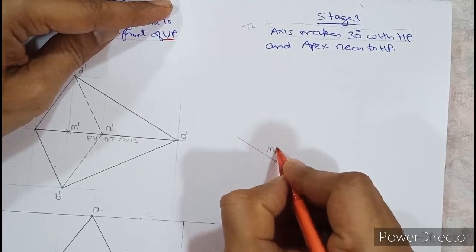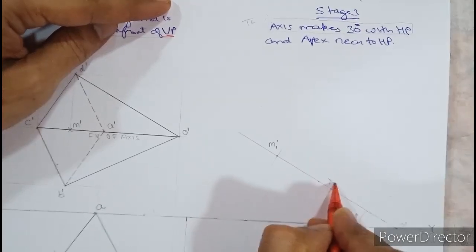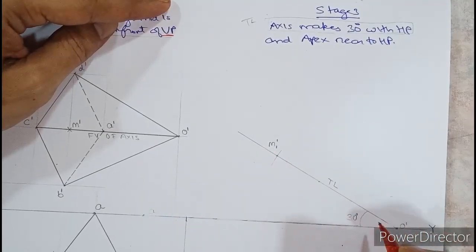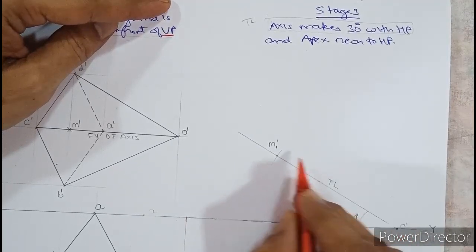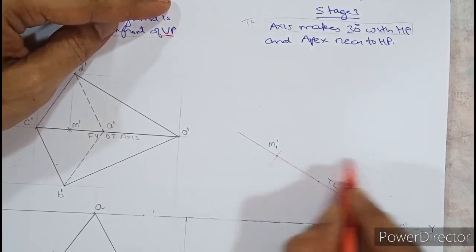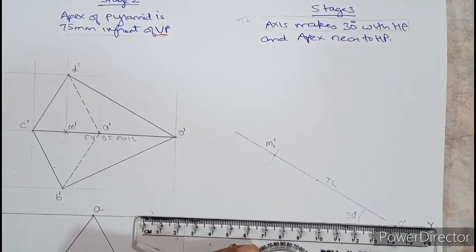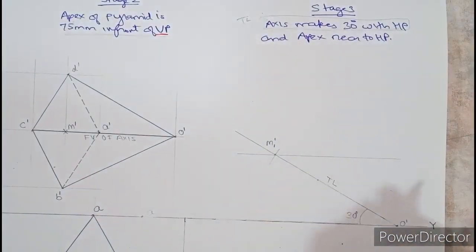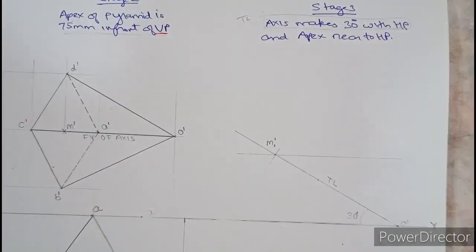Why? Because recollect lines. In lines, when you used to mark true length, it used to be A dash B1 dash or A B2. Because this is in the front view, it is O dash M1 dash. So you mark 30 degree. Now recollect that in lines, after you mark A dash B1 dash, we used to draw the locus of B dash. Same procedure here also. From M1 dash, we will draw the locus of M dash. No need to write locus of M dash.